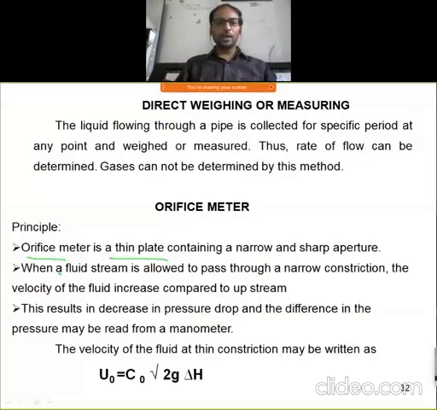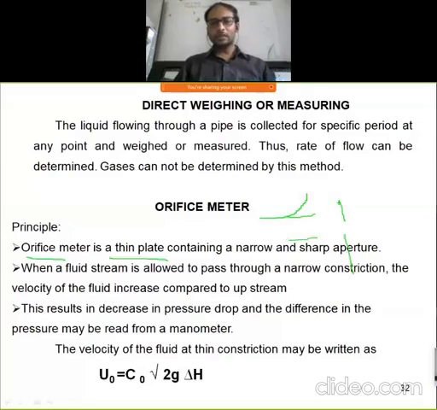So when a fluid stream is allowed to pass through a narrow constriction, as we know, this plate has a narrow constriction. This is just the flow of your liquid. As we insert that thin plate, we disturb the flow pattern. Okay, as we know in the last lecture, we went through the energy losses: sudden enlargement, gradual enlargement, sudden constriction, gradual constriction.